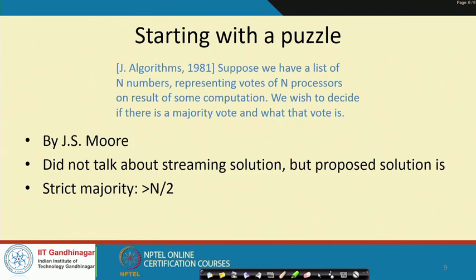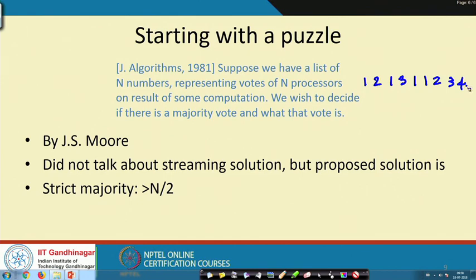Suppose we have a list of n numbers, and these n numbers represent the votes of n processors on the result of some computation. So, maybe the processors have had slightly different inputs, slightly different randomness, and they are all giving a vote on the result of this computation. And let us say the vote is a particular number. So, let us say the votes are number 1, number 2, number 1, number 3, number 1, number 1, number 2, number 3, number 4, right, and these are the votes.